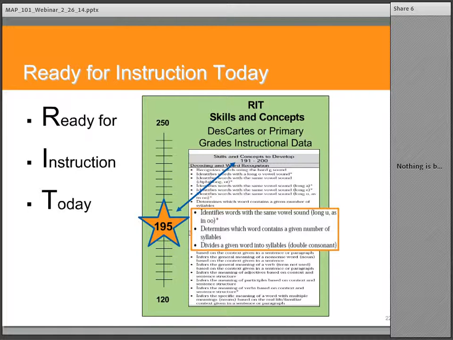Within this range, these are just some samples of the indicators that are found within that RIT range. Identifies words with the same vowel sound, determines which word contains a given number of syllables. All of those kinds of things that this student is ready for instruction today. They're ready to learn it. They have mastered the skills underneath to the left, and this is right where they are.